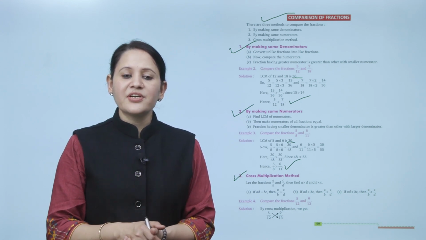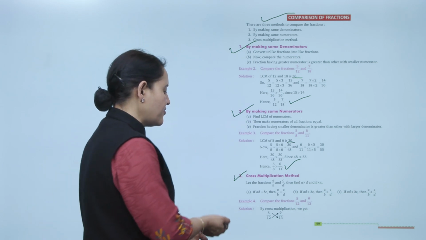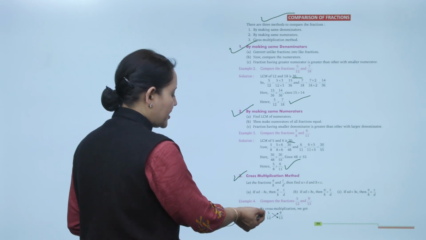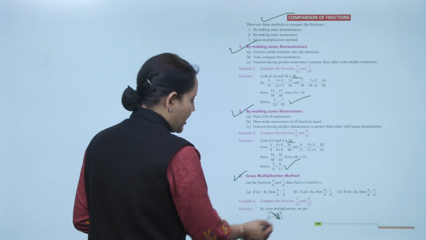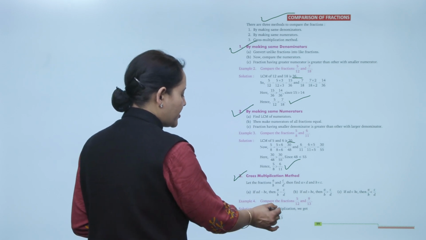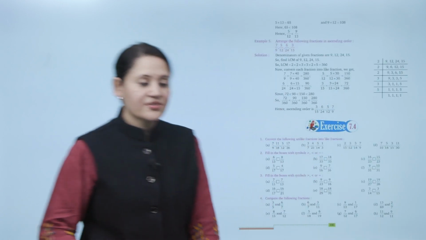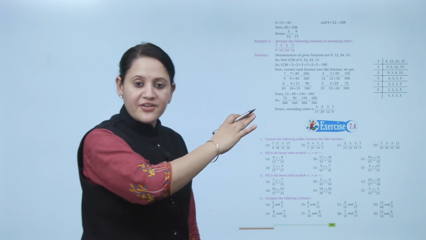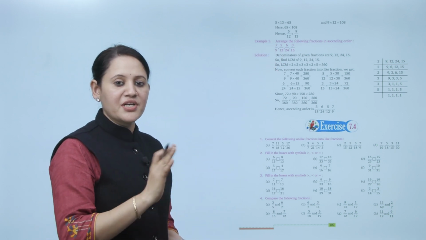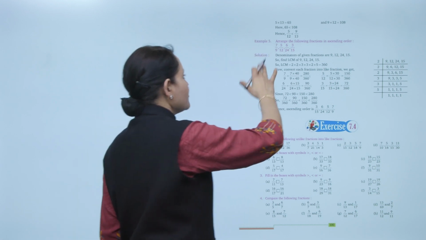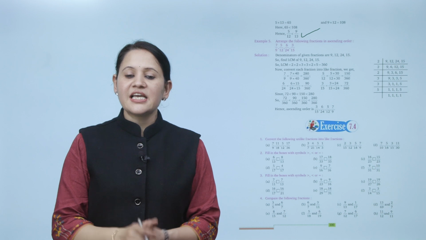Example लेते हैं, compare the fraction 5 upon 12 and 9 upon 13. So by cross multiplication, what we'll do? We'll multiply the numerator of first fraction to the denominator of second fraction, and the denominator of first fraction to the numerator of second fraction. Clear? So here 5 into 13, that is 65, and 9 into 12, that is 108. As we know, 65 is less than 108, so we can say 5 by 12 is less than 9 by 13. Clear?